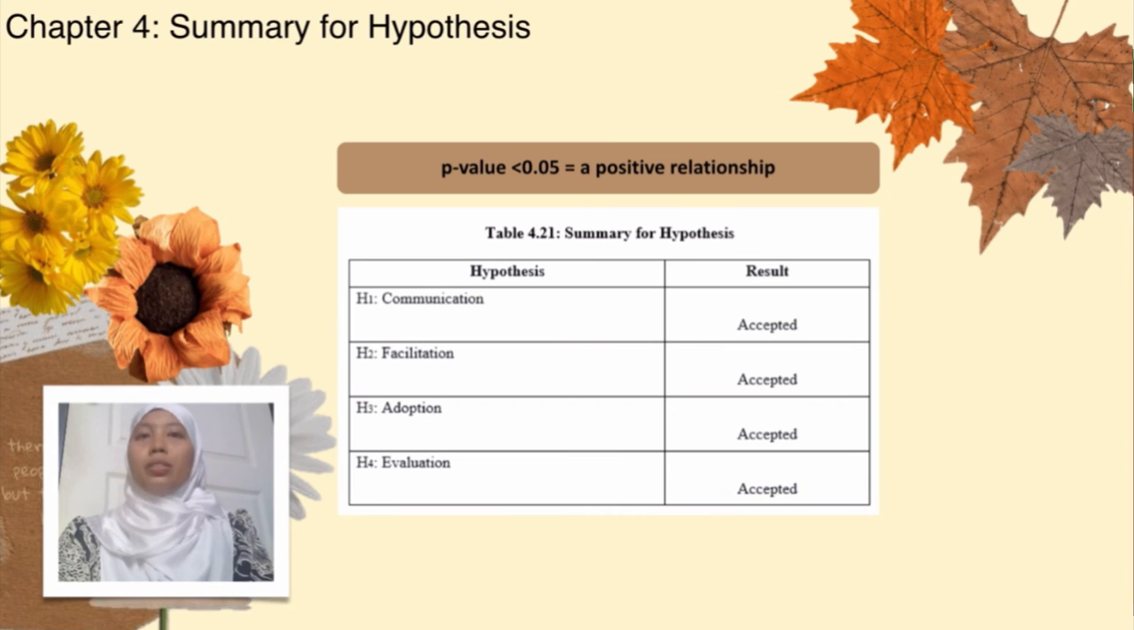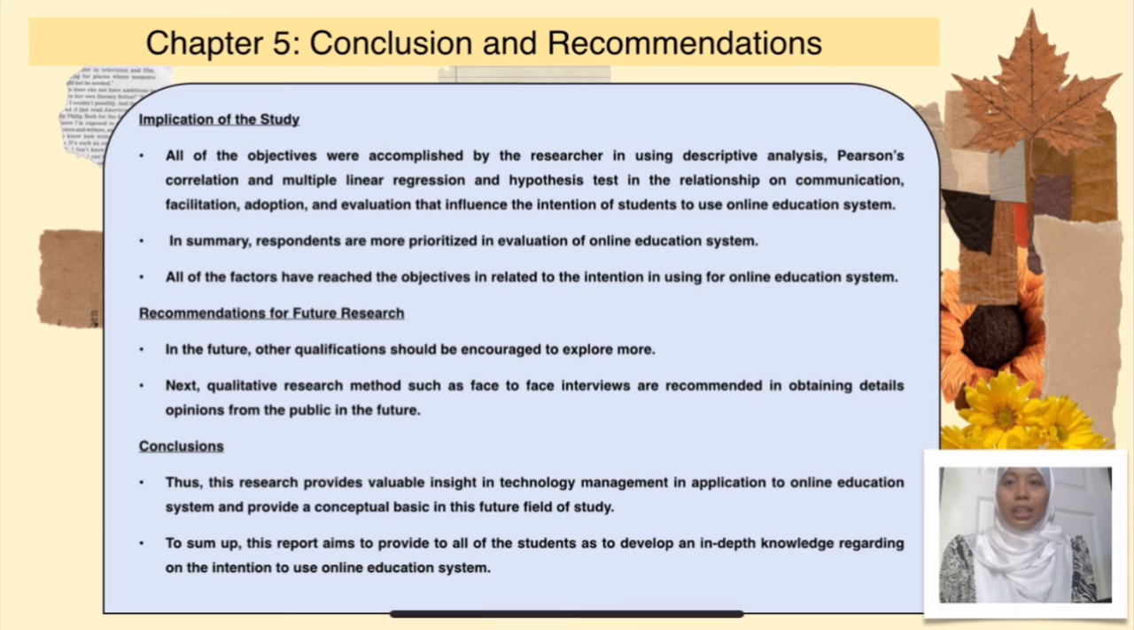According to the hypothesis result, it shows that all of the independent variables have a positive relationship between the effect of technology management towards online education system among students, which are communication, facilitation, adoption, and evaluation. Chapter 5. Conclusion and recommendation.